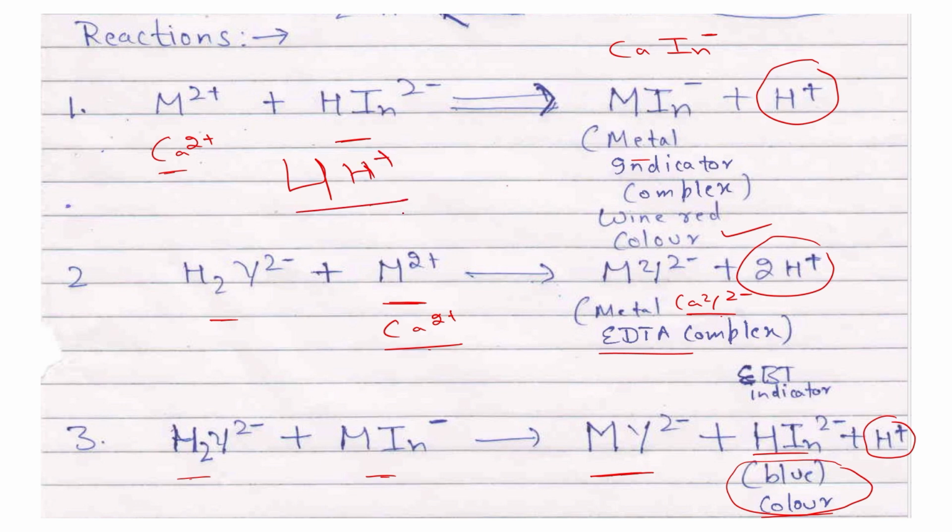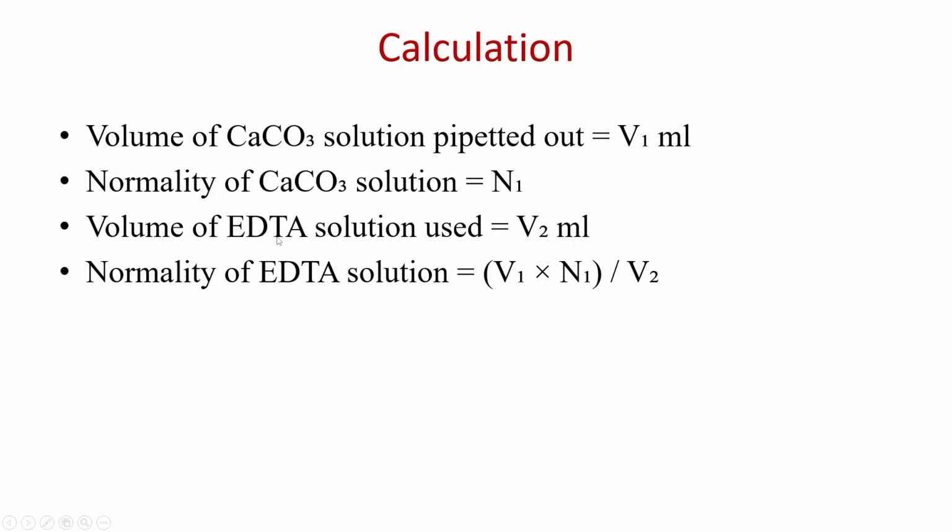and that is why it is necessary to maintain the pH between 9 and 10, which is necessary first for the indicator to be in this form, and second for the stability of the metal EDTA complex. That is why we make use of the ammonical buffer. Okay, so these are the reactions which are taking place. And then let's see the procedure.